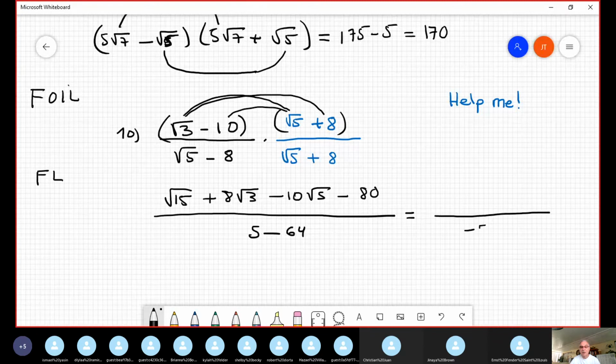Minus 59. And the top stays the same, no? Radical 15, I rewrite again. Plus 8 radical 3. Can we combine this and this? No. Impossible. Why? Because it's a different radical. If it's the same, yes. If it's different, no.